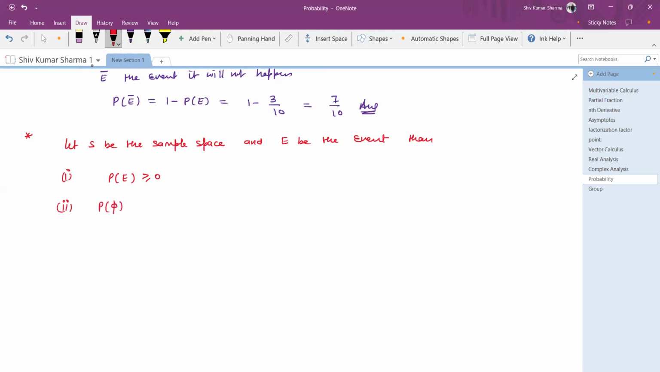Probability of the impossible event phi is 0. It means that no event happens. And the probability of the sample space S is 1. So the maximum probability will be 1. So probability of sample space S is n(S) upon n(S) equal to 1. So remember all these three things.